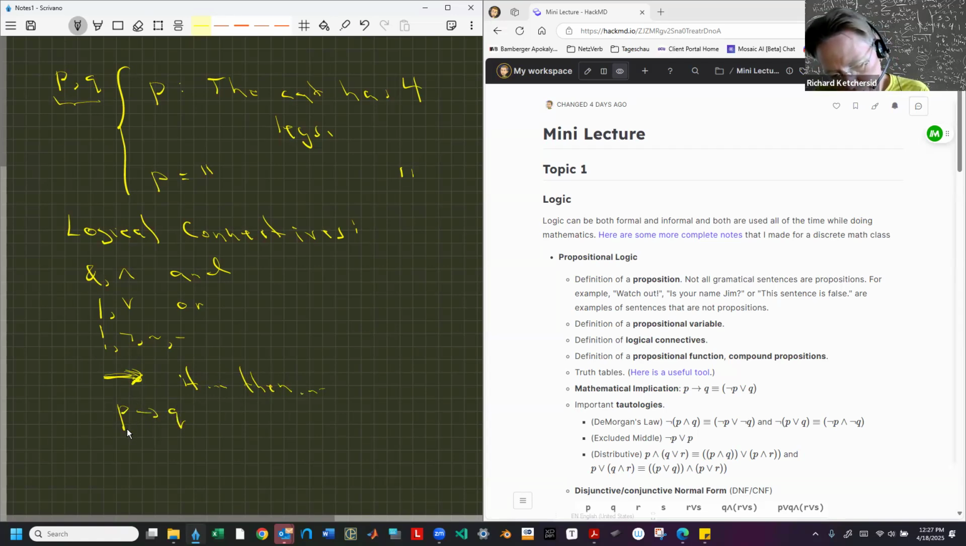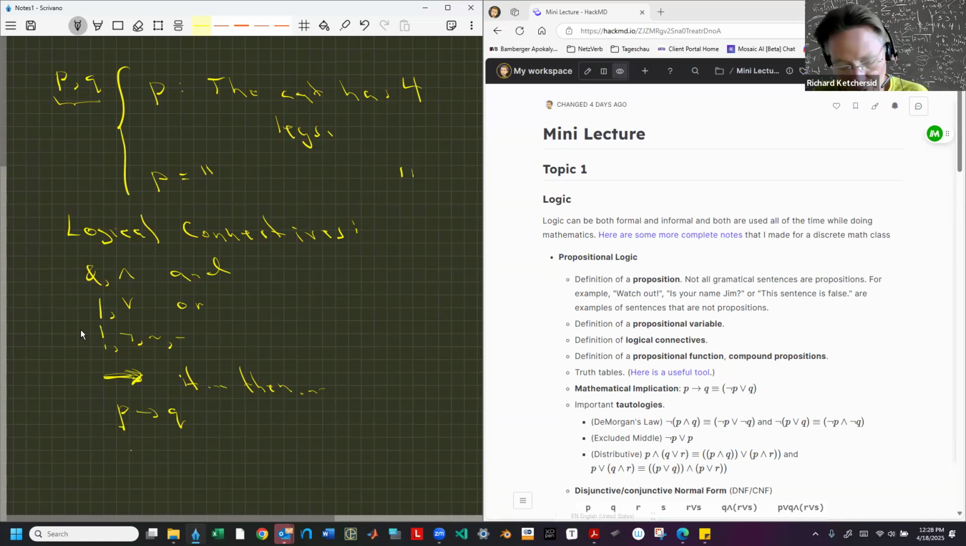This one's also a little bit tricky because this one is false exactly when P is true and Q is false, and that's the only case in which it's false. So in particular, if P is false, this implication is always considered to be true. Again, that's different than you might use it in formal language, right? So like if the moon is green, then the earth is flat, right?